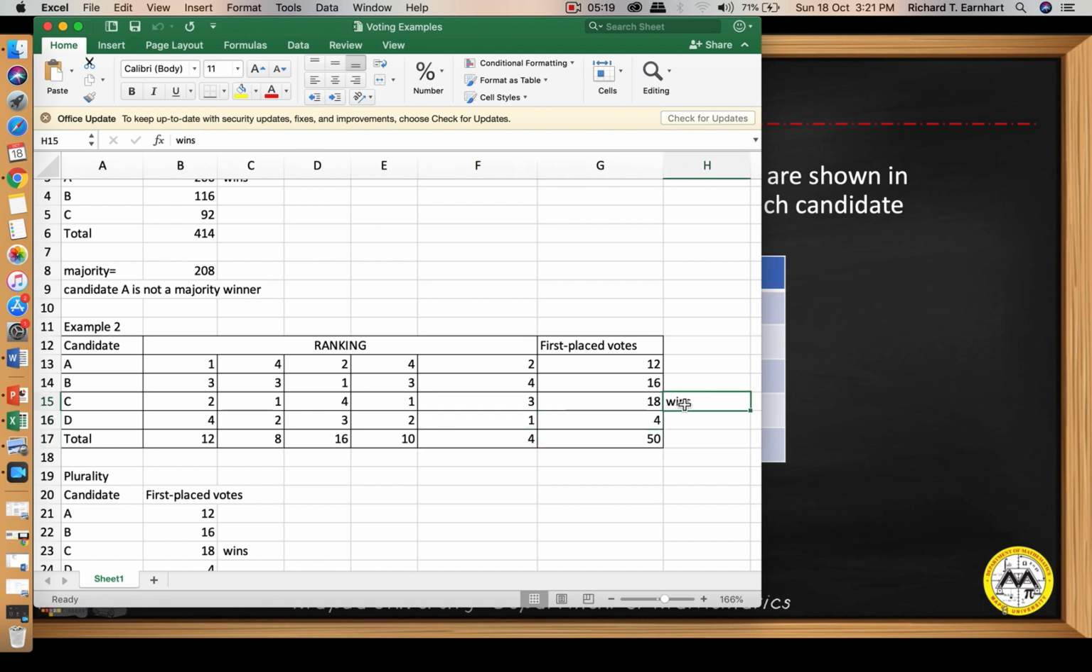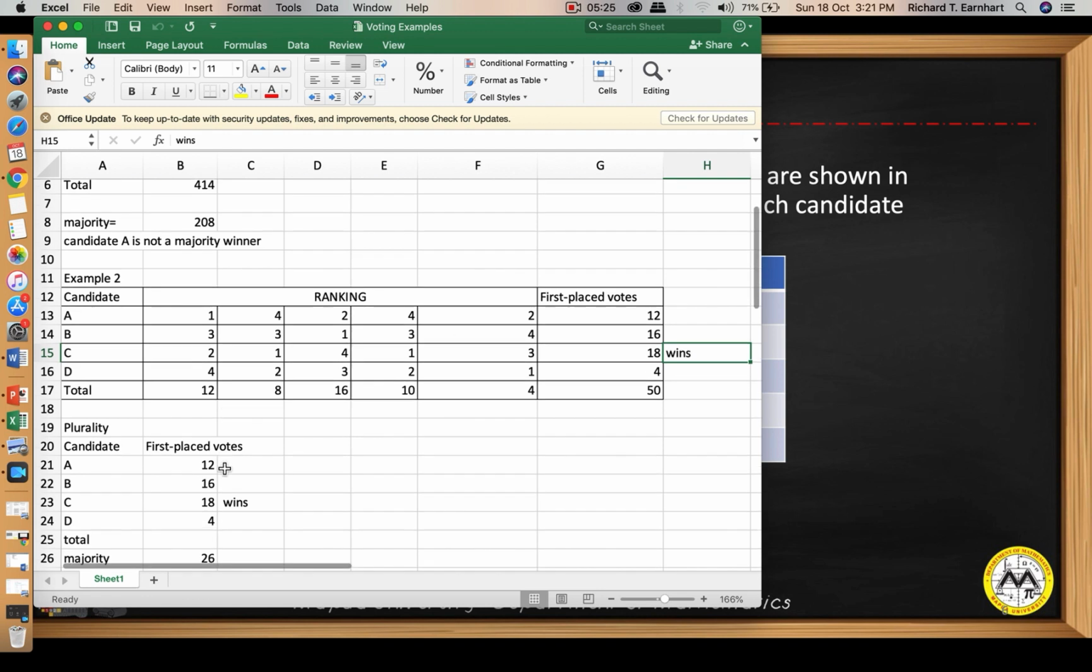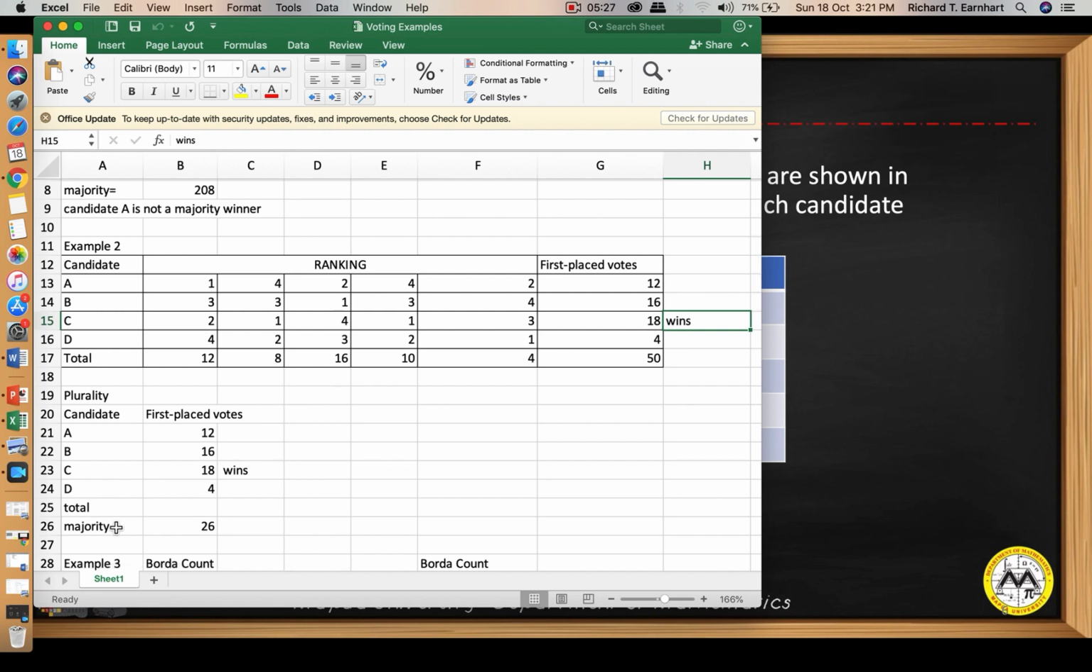So the highest first place votes is 18, so therefore by plurality method, candidate C wins the election. The majority is 50% of 50 is 25 plus 1, so 26. So candidate C is not a majority winner.